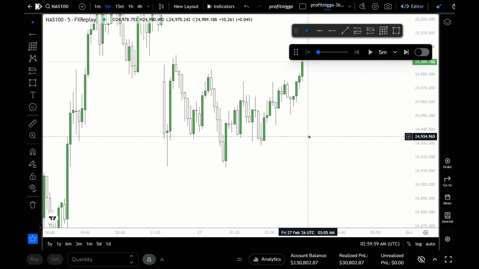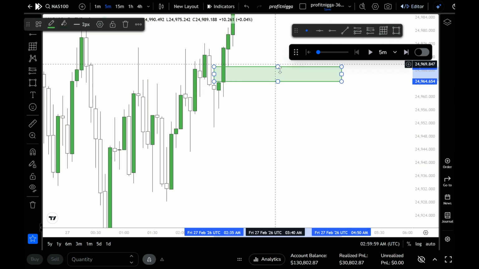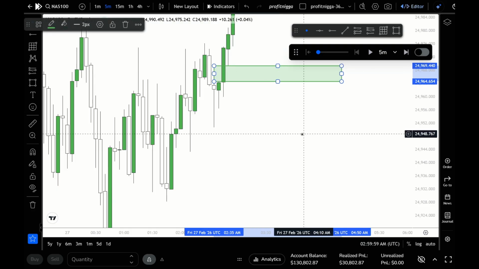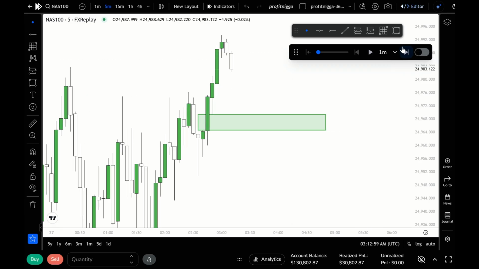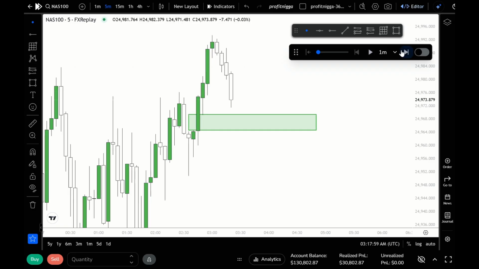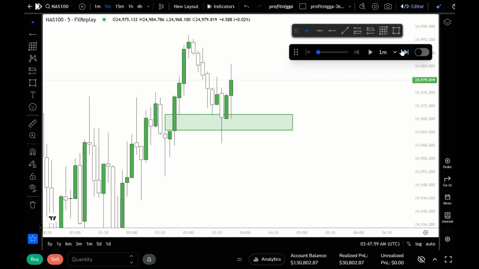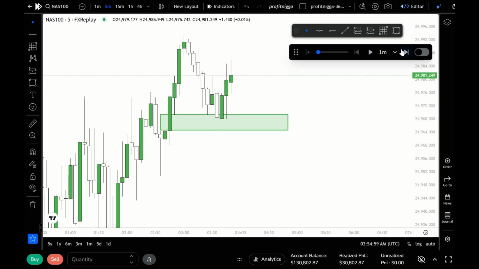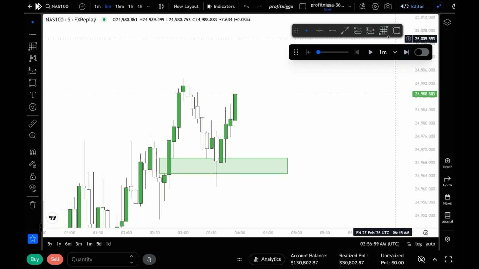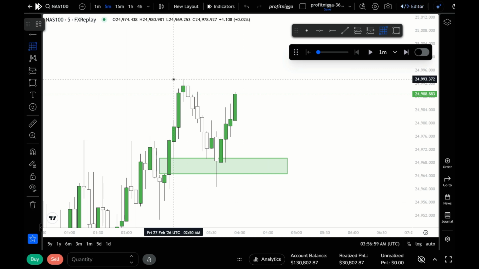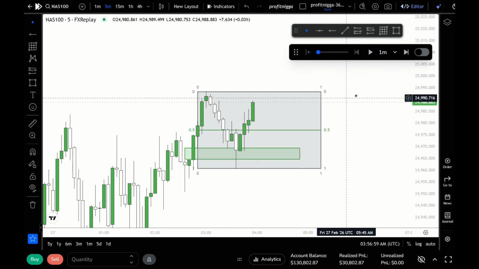Now we mark out confluences and find break of structure. Let's see if this fair value gap gets respected. Alright, it did. Let's move to 1 minute for confirmation. We also have equilibrium, so that is very good.